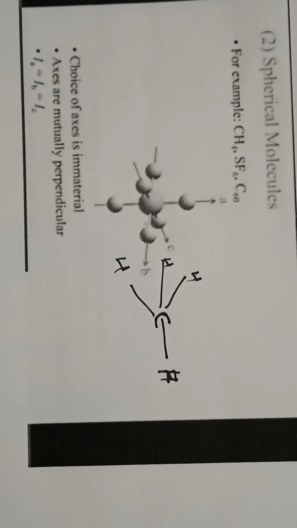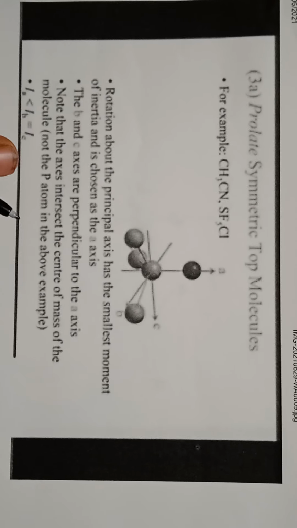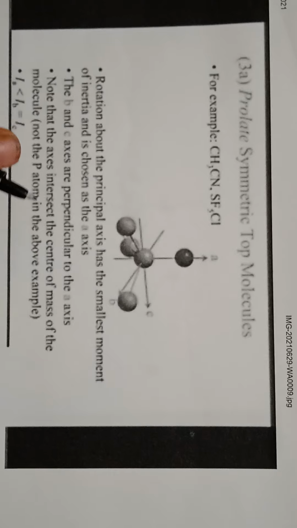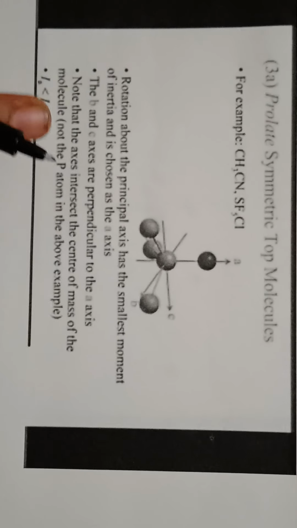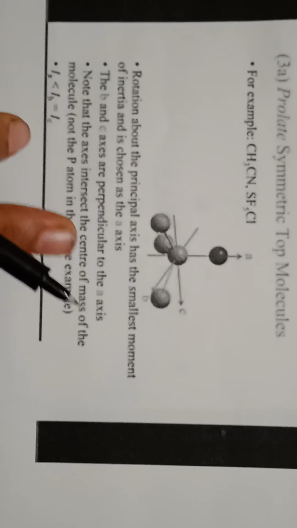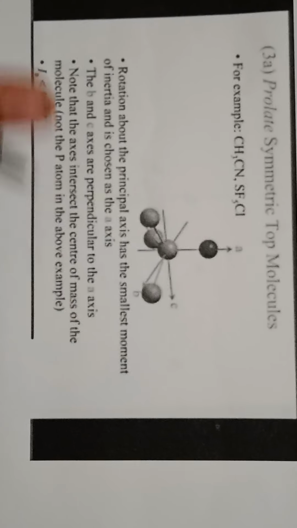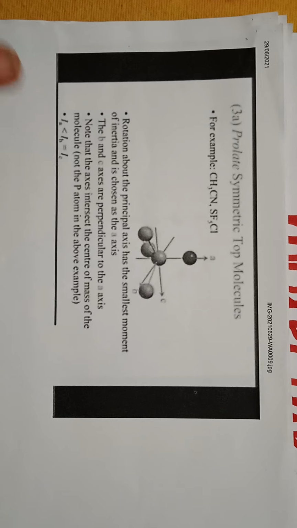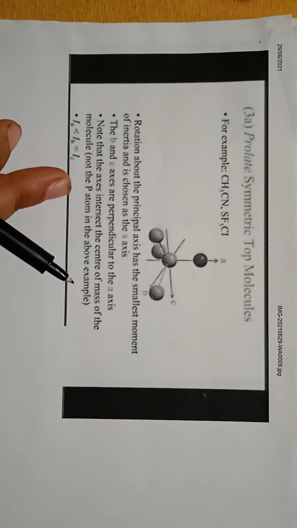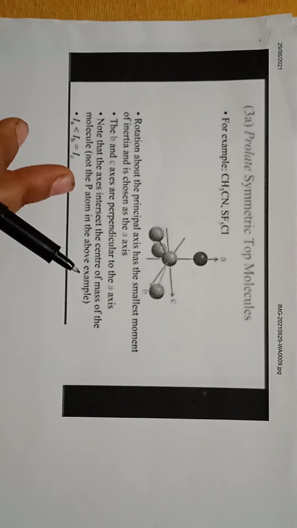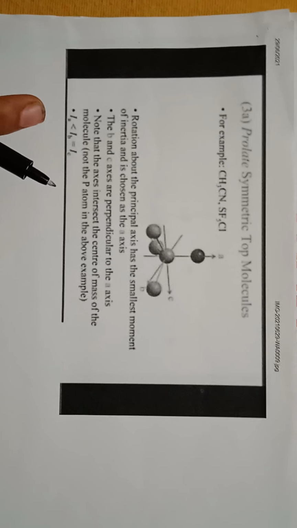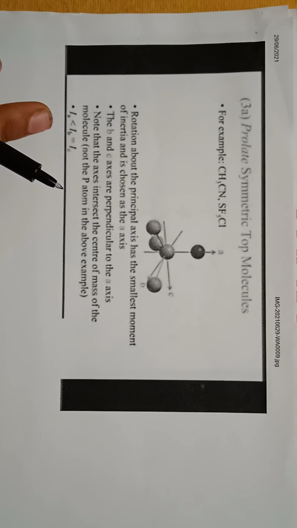Next we see the symmetric top molecule. There is the prolate symmetric top molecule and the oblate symmetric top molecule. Let us see the prolate symmetric top molecule. Examples are CH3CN and SF3Cl.